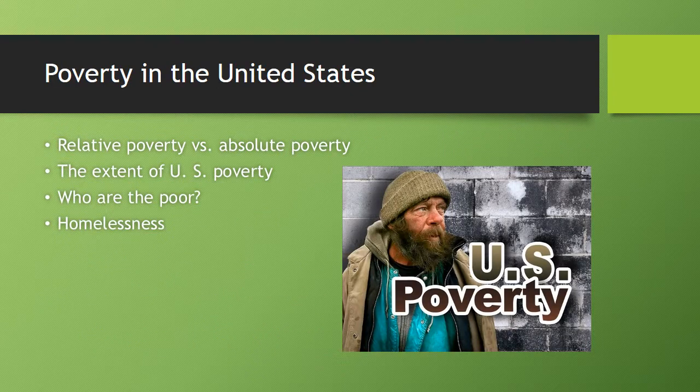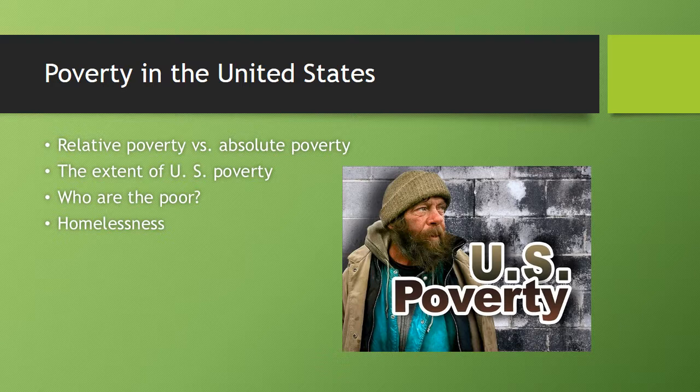Sociologists use 2 terms to describe poverty: relative and absolute. Relative poverty refers to the deprivation of some people in relation to those who have more. Absolute poverty is a deprivation of resources that is life-threatening. The extent of U.S. poverty looks like this.